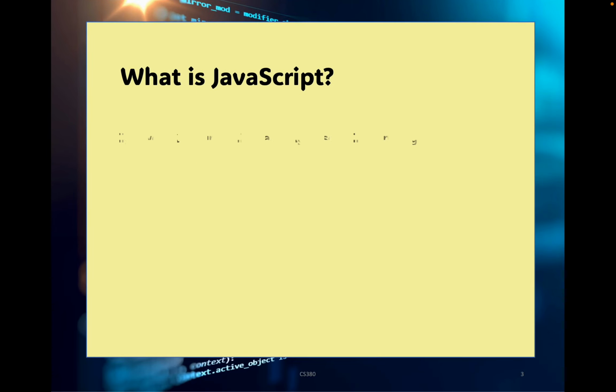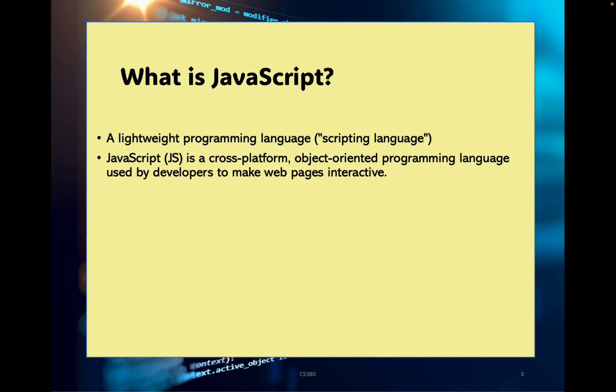So what is JavaScript? It is a lightweight programming language, a scripting language, like other scripting languages. It is one of the most powerful scripting languages used by front-end developers, back-end developers, and even for full stack development. JavaScript is a cross-platform, object-oriented programming language used by developers to make web pages interactive.